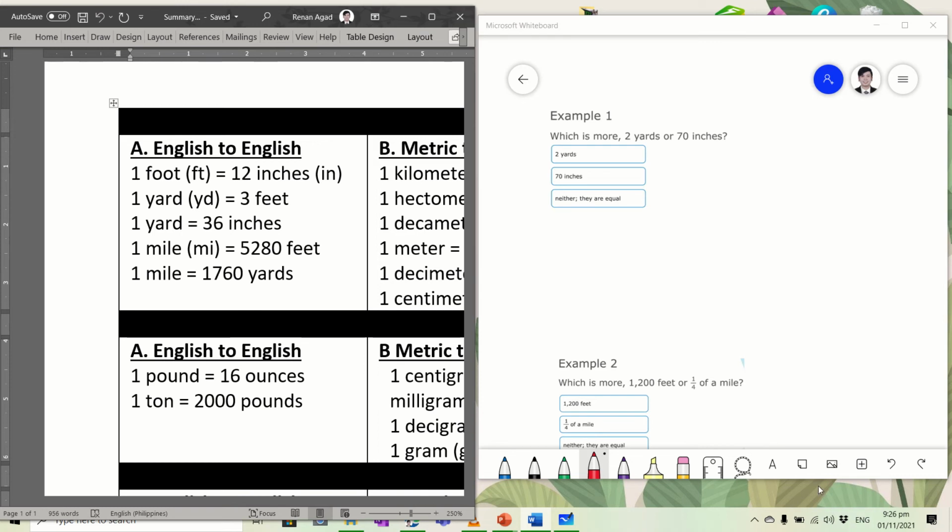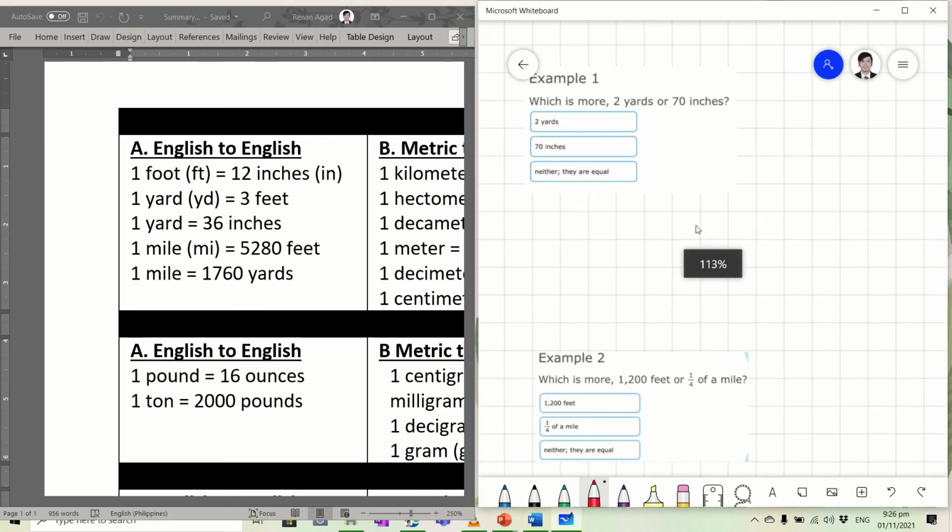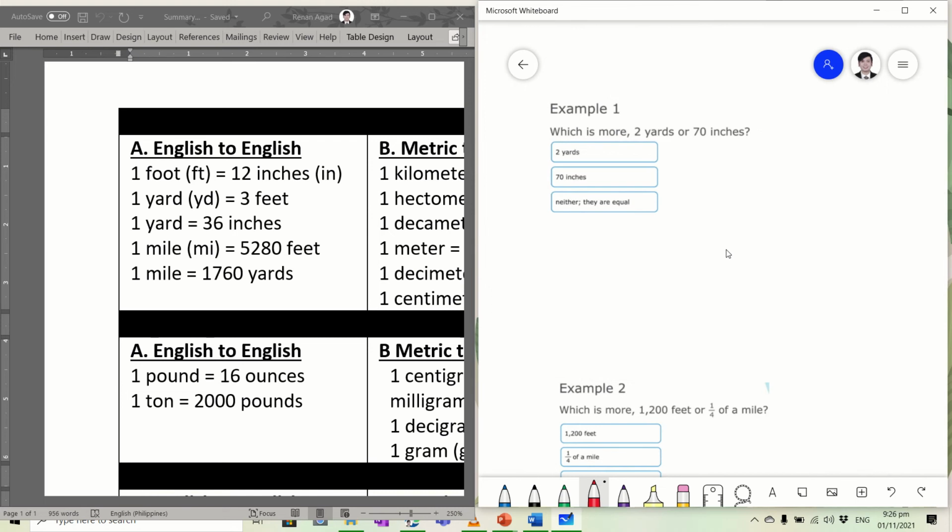So let's have example 1. Which is more, 2 yards or 70 inches? Of course, you just choose one. So, it's up to you whether it's 2 yards or 70 inches. Let's say we will be using 2 yards. What we need to do is not just judge right away that 70 inches is longer compared to 2 yards. You cannot simply compare the numbers 70 and 2, because again, there is a unit to be considered. The only time that you can consider the number is when they have the same measurement. So that means you still have to convert.